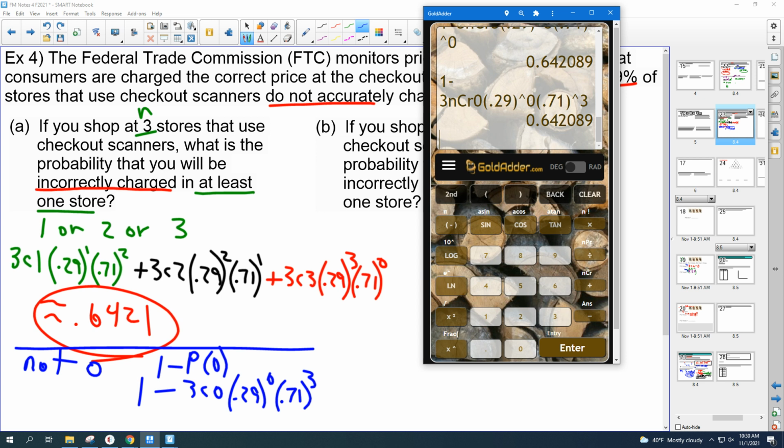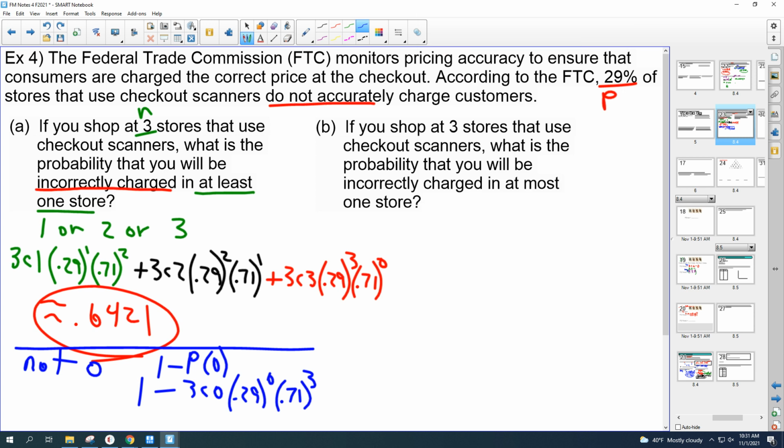Same thing. So, let that be a lesson to you. Sometimes you can find it directly. Sometimes you can find it indirectly. We talked about that in one of the previous sections. Find it whichever way makes the most sense to you.